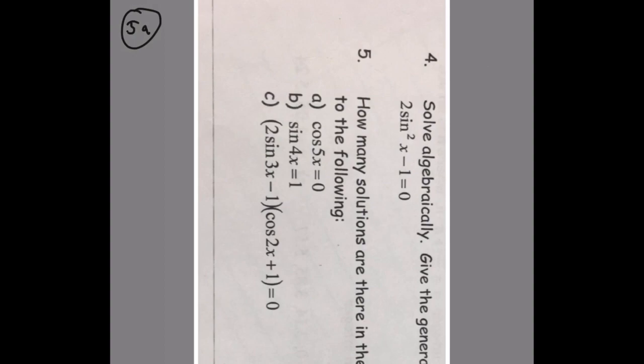The second question, let's look at 5a. 0 to 360 basically, not including 360. Cosine of 5x equal to 0. So we want to do cosine of 5x equal to 0.